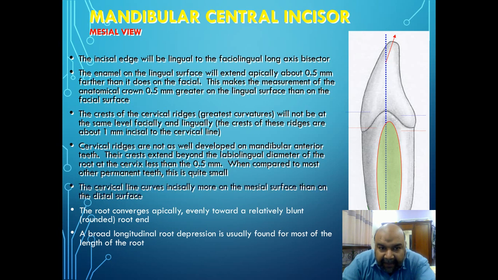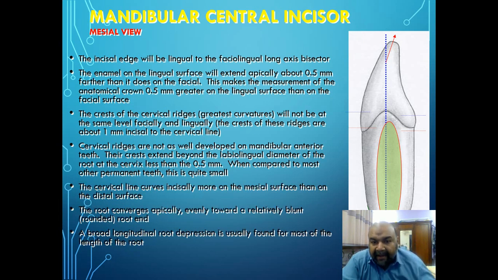Now this is the mesial aspect. The incisal edge, as we have already discussed, is slightly lingual to the facial-lingual bisector. This line is showing the facial-lingual bisector, and the incisal edge is slightly lingual to it, and that is why on the mesial aspect there's around 0.5 millimeter more enamel as compared to the distal aspect.